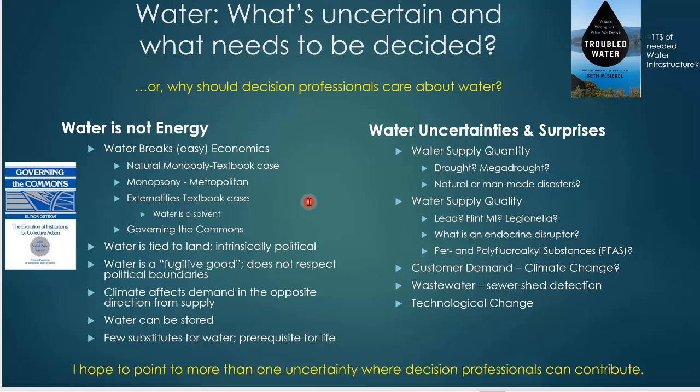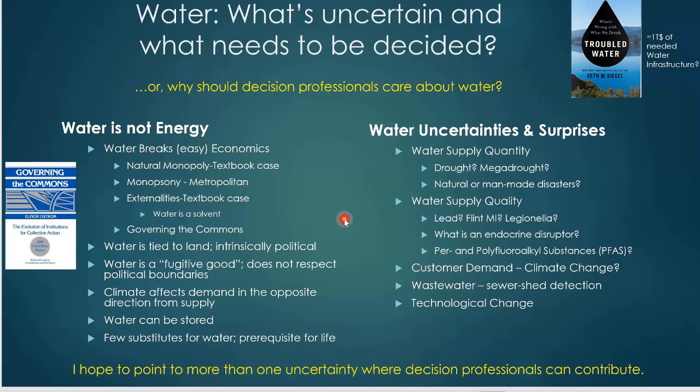Externalities: the textbook case used to explain that is one town putting sewage in a river that another town is using as a water supply. And the problem here is that water is a solvent. Water was also the topic that won Eleanor Ostrom the Nobel Prize in economics, because she examined groundwater basins and how a distributed approach to solution making works.